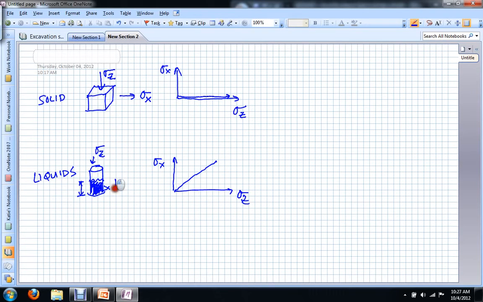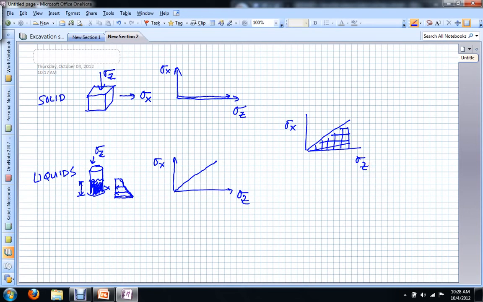And we know this from our water classes. So our profile is going to look a little something like this, where we have atmospheric pressure up here, and we are going to increase in a linear fashion as we go deeper down, and that's going to be our lateral water pressure. Now, soils are somewhere in between. So we know that the range of where soils are going to behave is going to be somewhere in this region, where this is sigma x and this is sigma z.